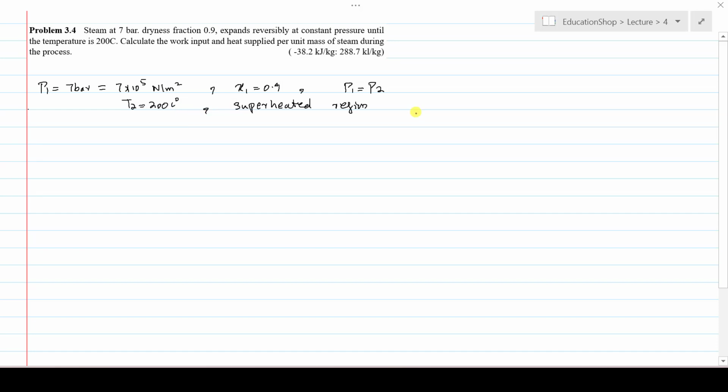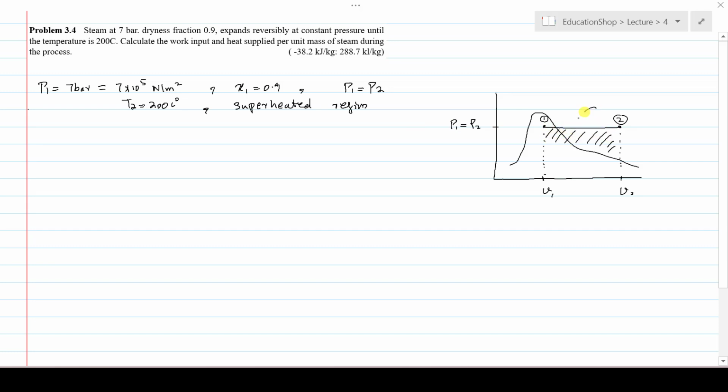Let me draw its PV diagram. This is the initial state of the steam. This is the final state of the steam. Let's say this is initial state 1, and this is the final state 2, which is in the superheated region. Its specific volume is V2 and the initial specific volume is V1, and the pressure at both states is the same, P1 equals P2, which is 7 bar. The area under this curve represents the work done by the steam.